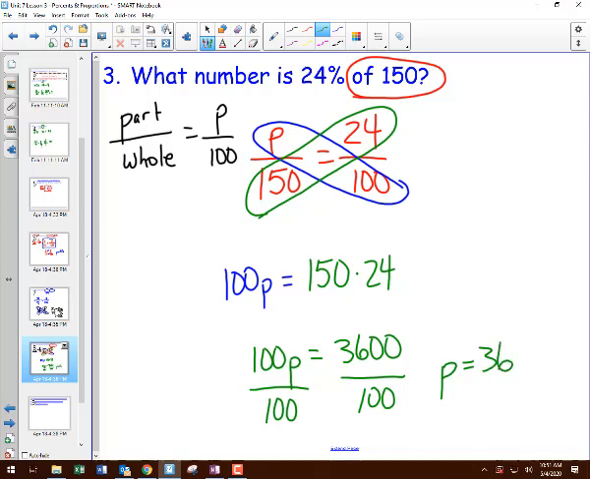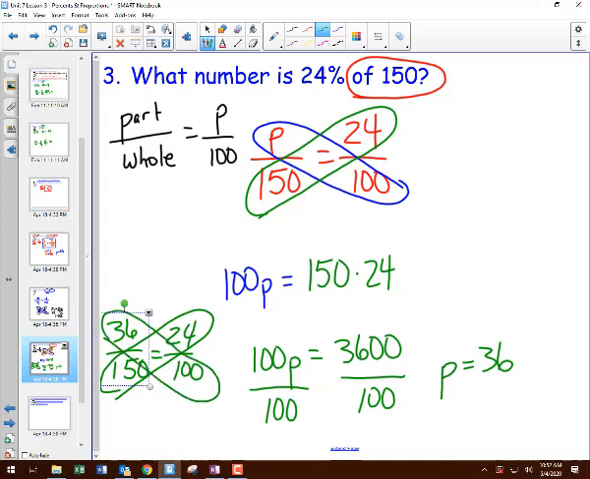Okay, so that means that if I wanted to check myself, I could go over here and check myself by going 36 over 150 is equal to 24 over 100. I could work the cross products on this. 150 times 24 should be equal to 36 times 100, which we know to be 3,600. Okay, this one will check out.